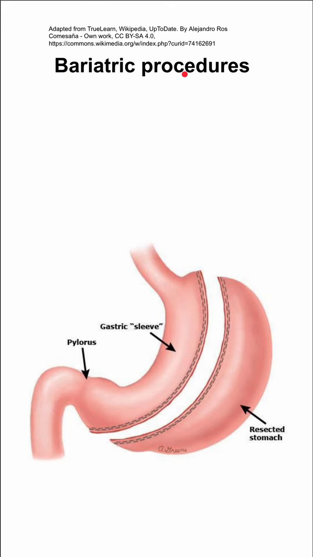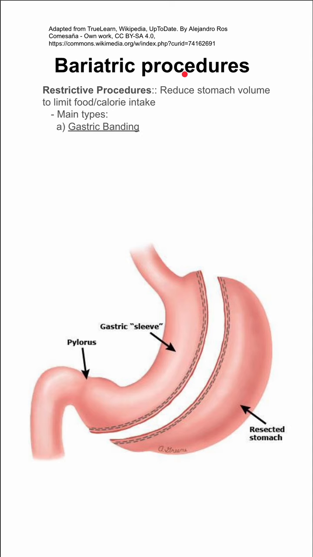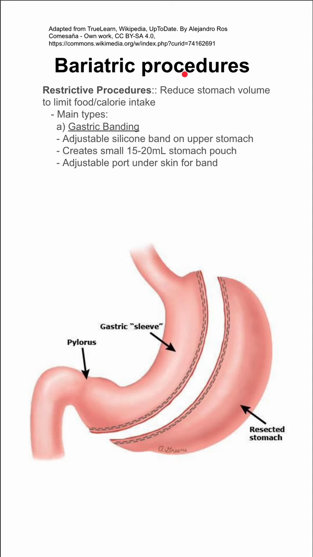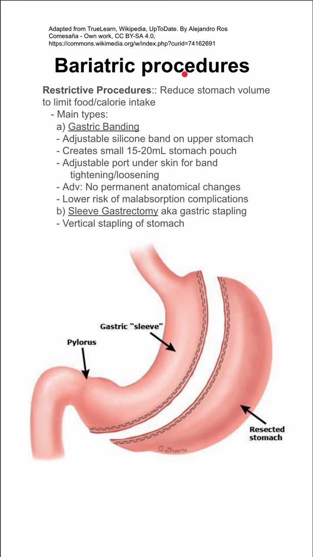Here are some notes on bariatric procedures. There are two big buckets for bariatric procedures. The first is restrictive procedures, which reduce your stomach volume to limit your food or calorie intake. The two main types are gastric banding and sleeve gastrectomy.